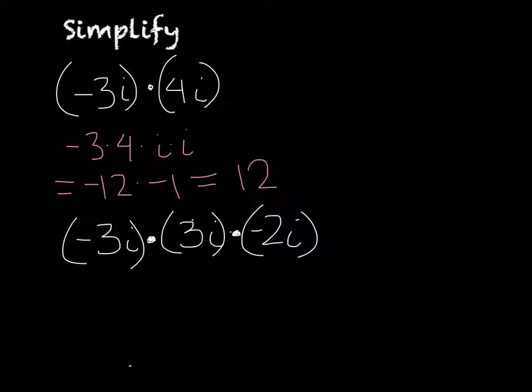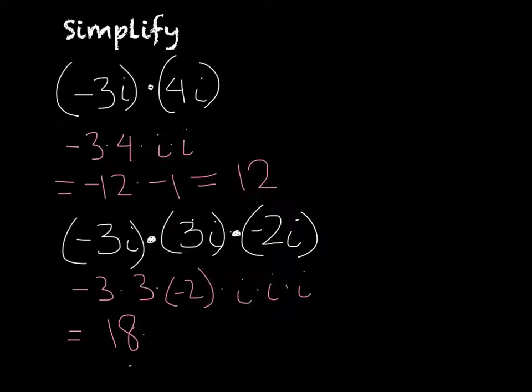Negative 3i times negative 2i. We can use a similar strategy here, so negative 3 times negative 2 times i times i times i. And then the first three terms multiply to 18. We can group the first two i's together, say that they multiply up to negative 1, and then we have one i left over. So this is just equal to negative 18i.